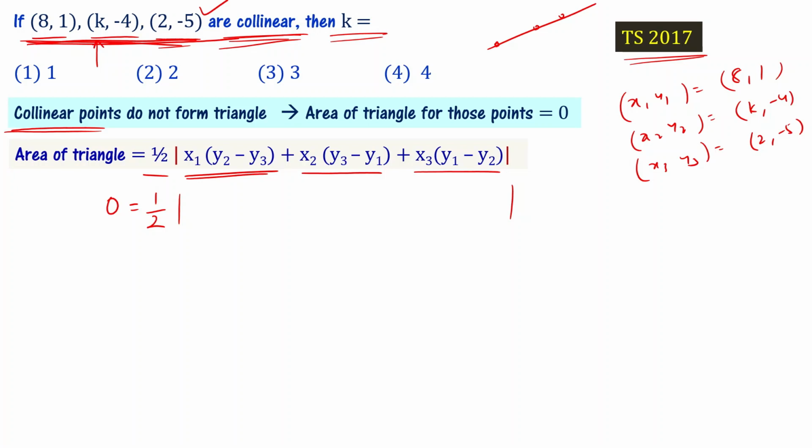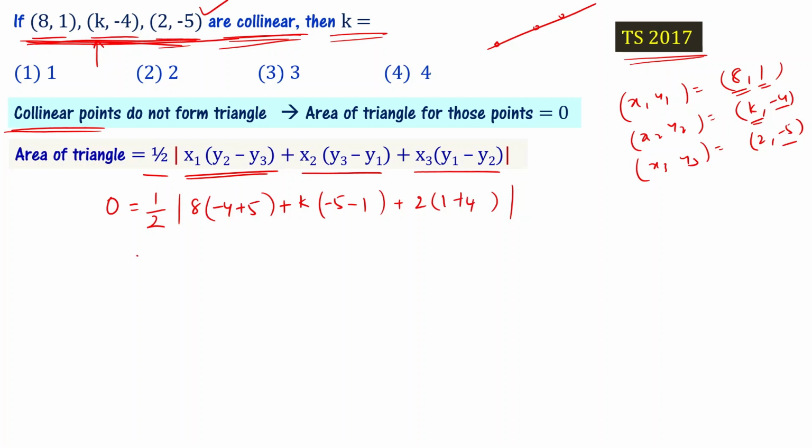So half times modulus of x1, that is 8 times y2 minus y3, that is minus 4 plus 5. Right? Next plus x2 is k. Right? K times y3 minus y1. y3 is minus 5 and y1 is plus 1. So minus 5 minus 1 plus x3 is 2 times y1 that is 1 minus y2 that is minus 4. It means it becomes plus 4.